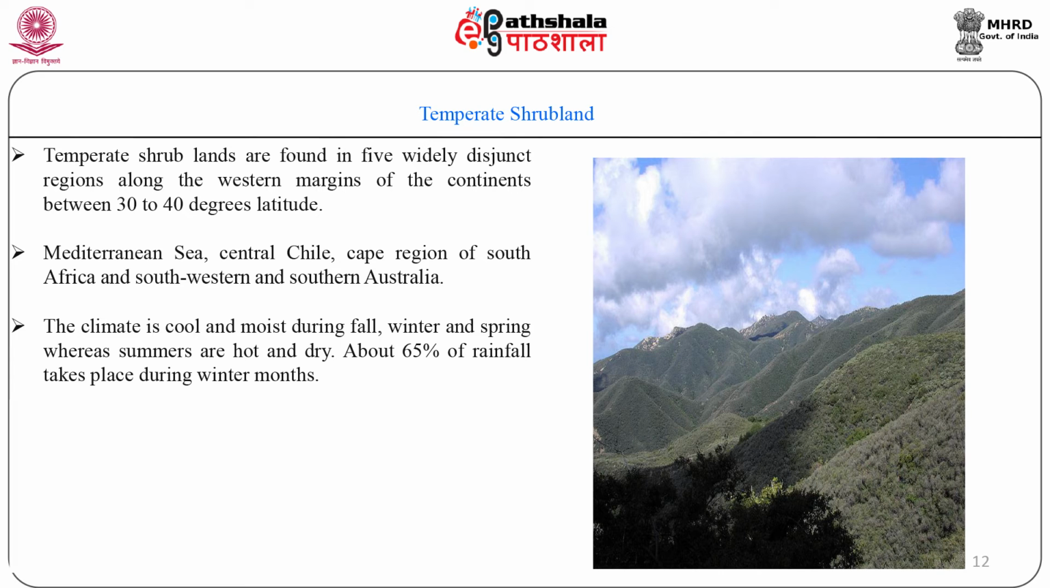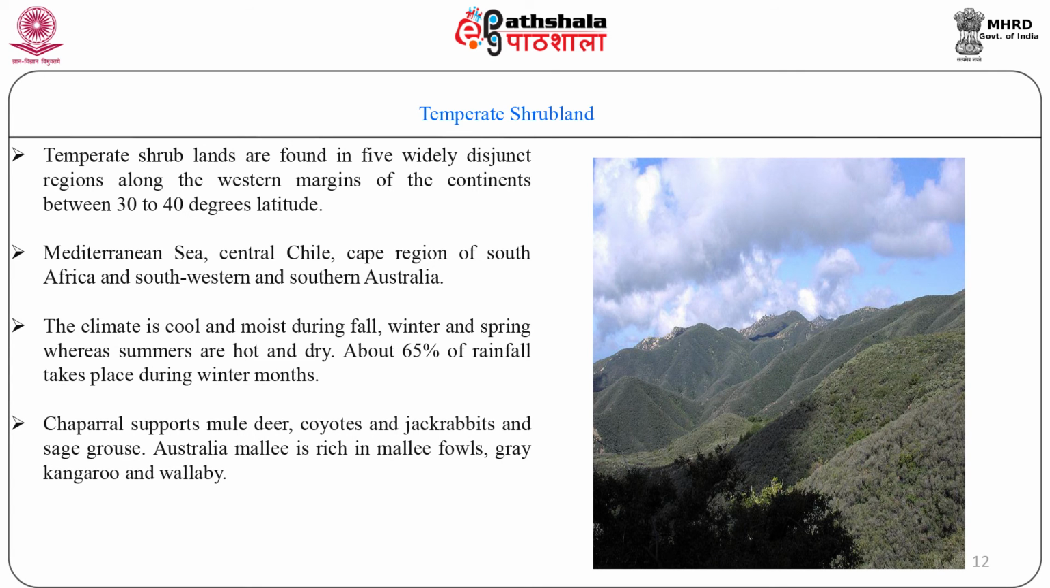About the animal life, shrub communities support a complex of animal lives. Chaparral supports mule deer, coyotes, jackrabbits and sage grouse. Australian mallee is rich in mallee fowl, grey kangaroos and wallabies. About the soil, soils of Mediterranean woodlands and shrublands are generally of low to moderate fertility and are considered fragile. Soils are typically alfisols deficient in nutrients.